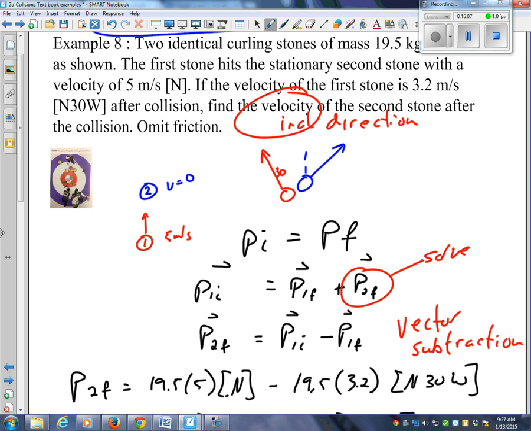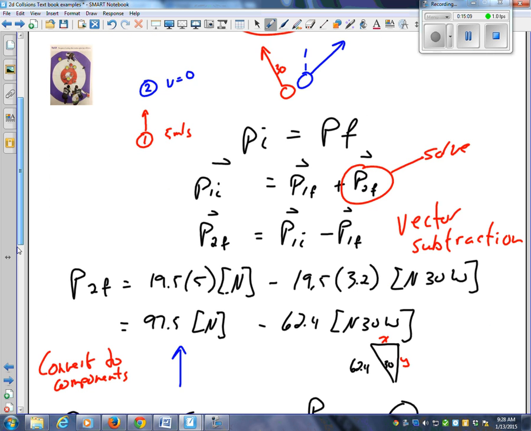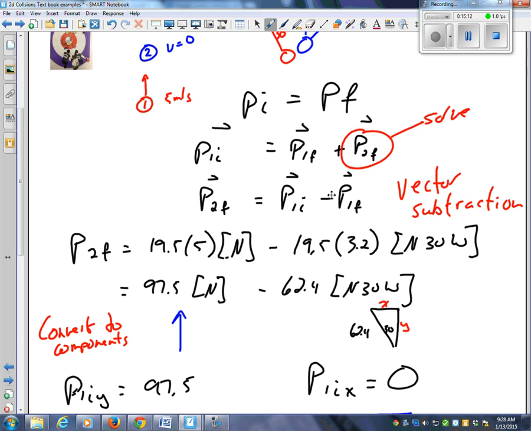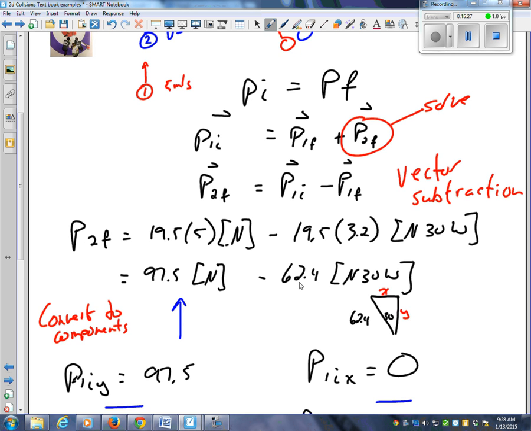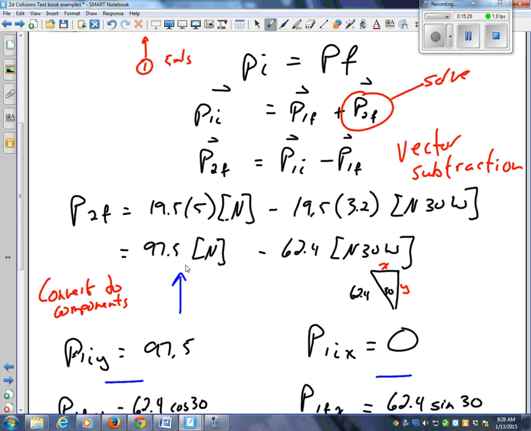And then I realized, okay, this is vector subtraction. So what are my values? What are the values of the vectors that I have to subtract? P2F is equal to, this is P1I right here, mass 19.5 times the velocity. P1F is the mass 19.5 times the velocity 3.2 in vector format, and I multiplied that out. And then I said, okay, I have to subtract 97.5 north minus 62.4 at north 30 west. Those are my vectors that I have to subtract. Then it becomes, and I use the air quotes, straightforward vector subtraction question, right?